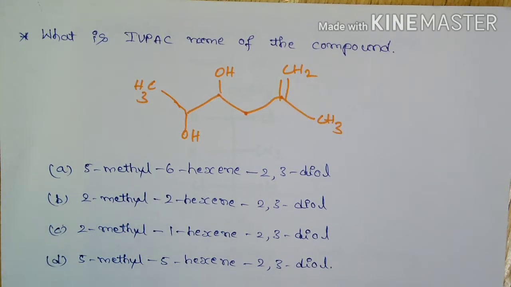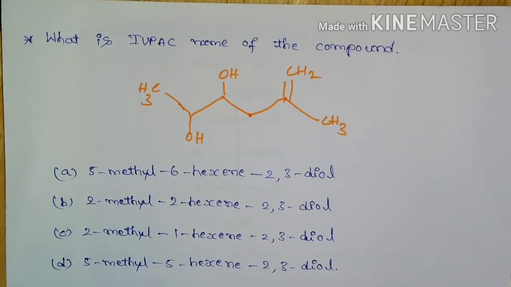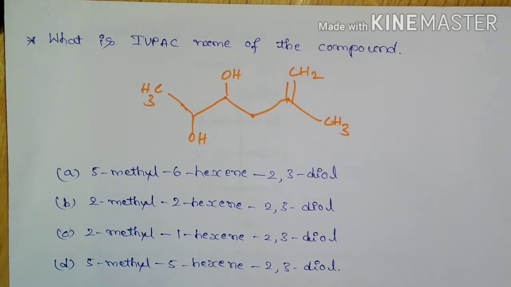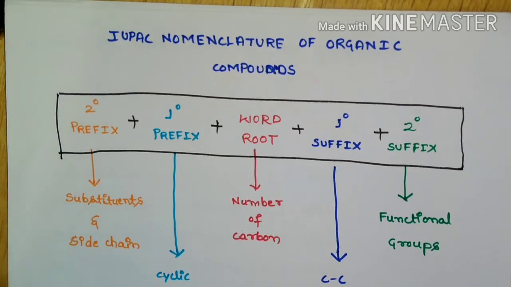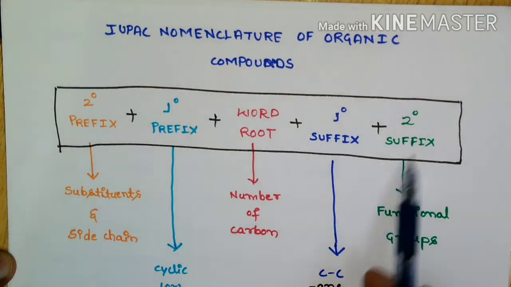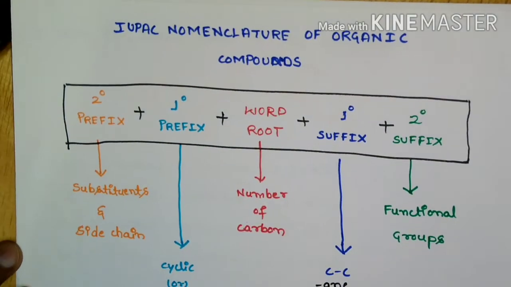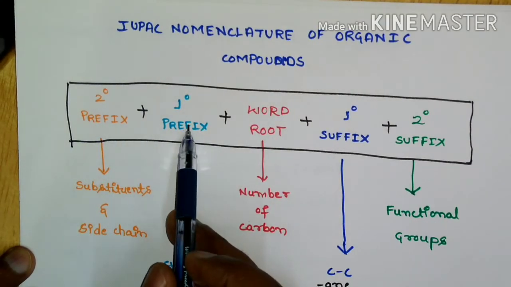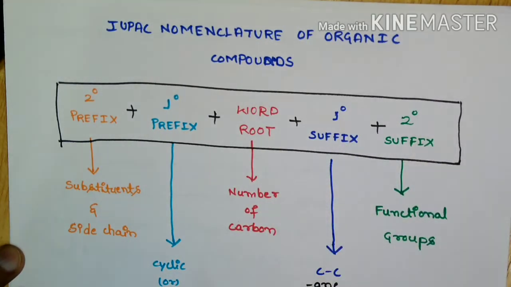Before going to answer this question, I would like to give a quick recap on how IUPAC nomenclature is done for organic compounds. The most important formula for naming an organic compound is: secondary prefix, primary prefix, word root, primary suffix and secondary suffix.